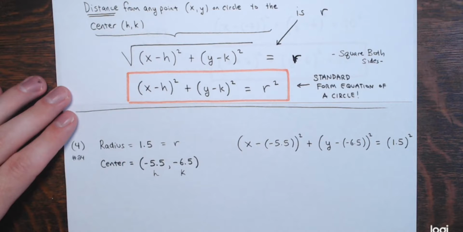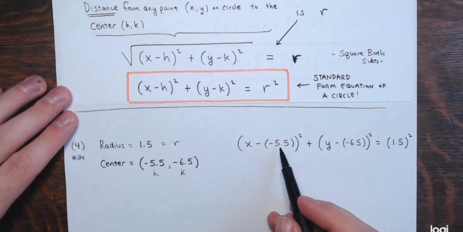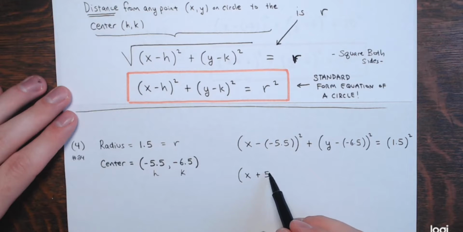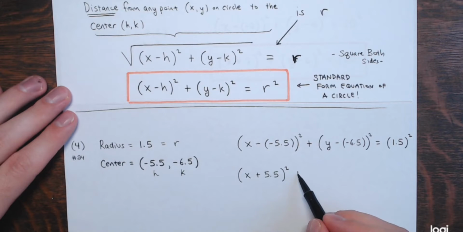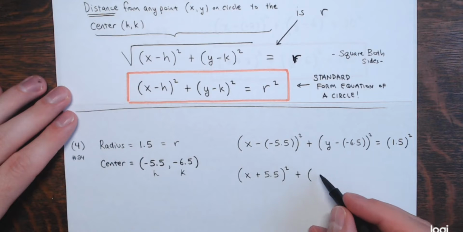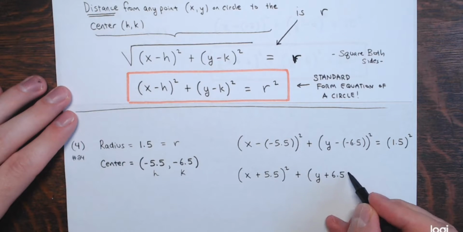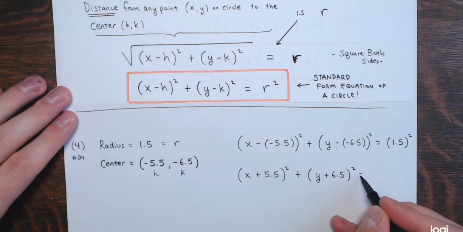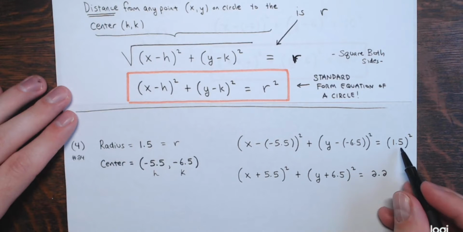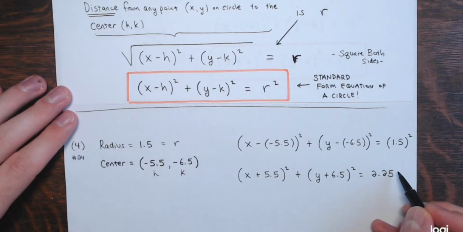And then we'll simplify. X minus -5.5 I can write as x plus 5.5. So that quantity squared, plus, and then y minus negative 6.5 will be y plus 6.5, right, that quantity squared equals, and then 1.5 squared is 2.25, right? That's 3 halves squared, 9/4, 2.25. And there we go.